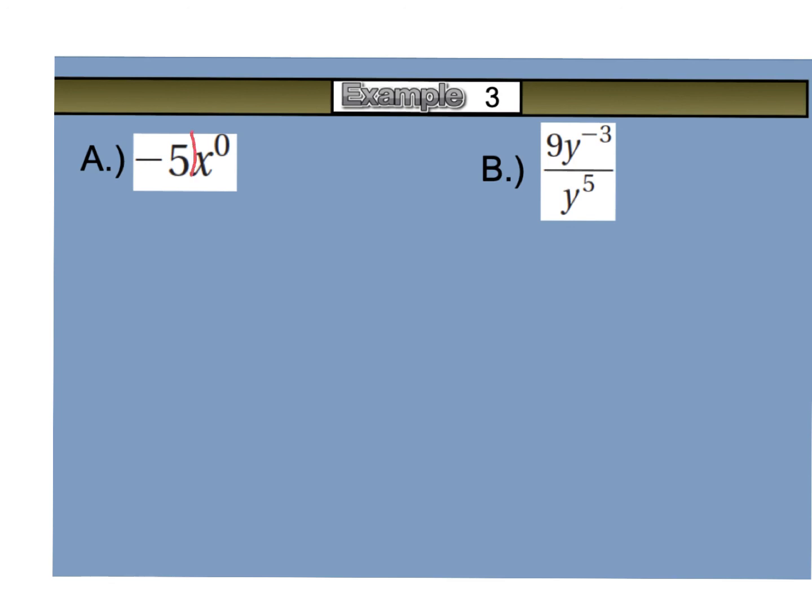So we know that anything to the power of 0 equals 1. So we end up with negative 5 times 1. So our answer is negative 5. That exponent kind of disappears. I could put a 1 down here. So 9 divided by 1 would give us a 9 on top.